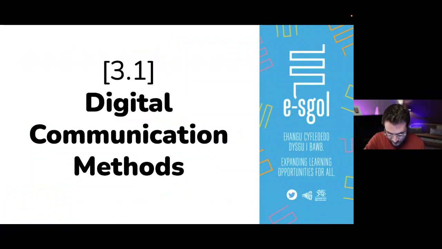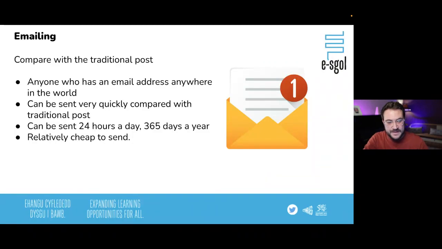Our final topic is the most recent one, which is digital communication methods. In this topic, really, it's a lot of common sense. Email. If you get a question about email, just compare it with traditional posting a letter. If you compare emailing with posting a letter, then we can see that you can send an email to anyone in the world who's got an email address and an internet connection can receive an email. They're much quicker compared to the traditional post.